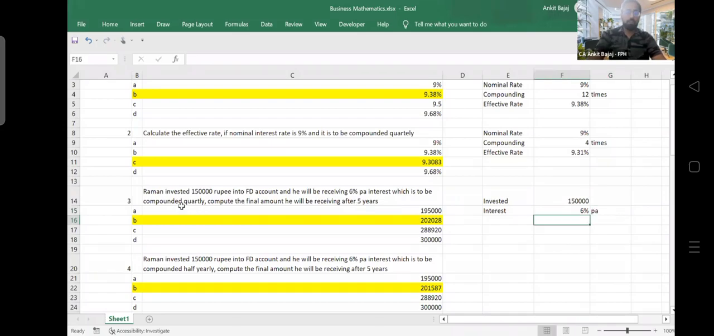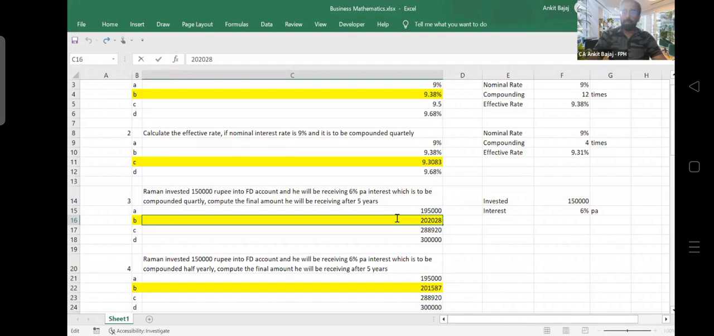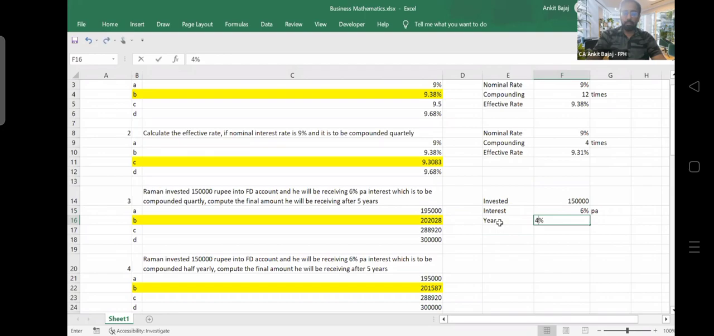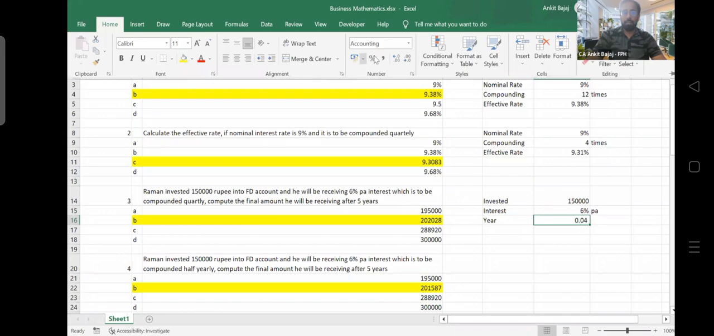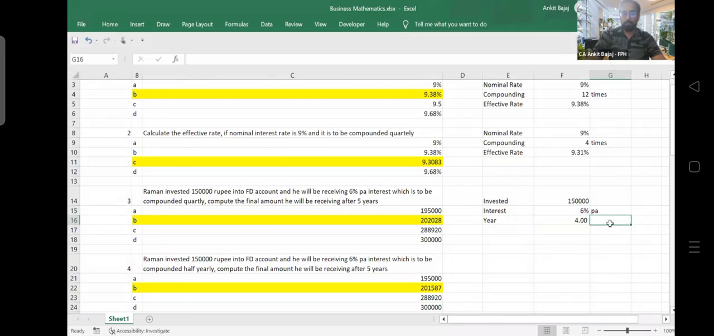But if you see, it is to be compounded quarterly, right? So how many compounding will take place here in a year? Number of compounding is going to be 4 times, right? So here I will write down 4 times. And what is the maturity? Maturity is given here, 5 years, right?